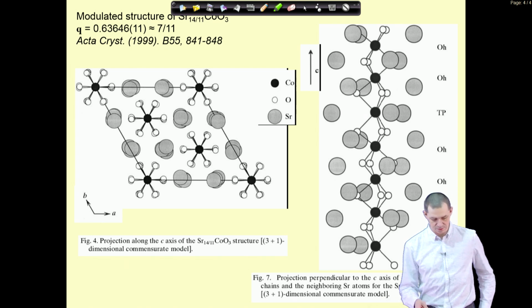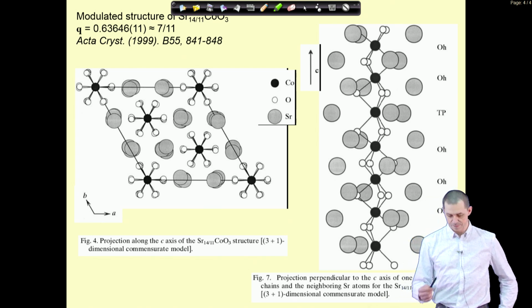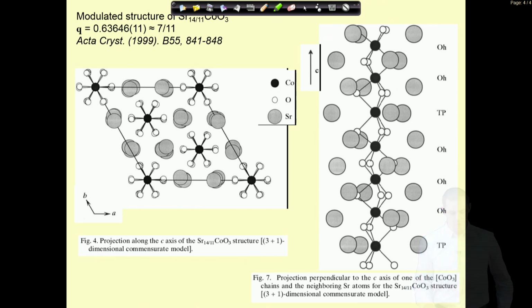This is one example of a real structure. It's perovskite type. It's called hexagonal perovskite, but in fact it's a composite structure which contains these trigonal prisms alternating with octahedra, and around that there are strontium cations which have a different periodicity along C than these octahedra and trigonal prisms.